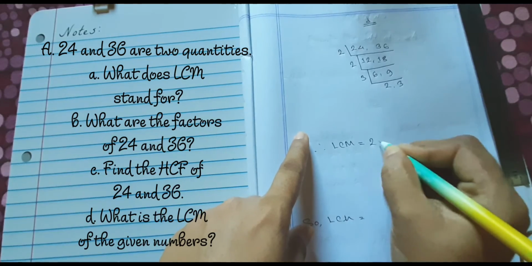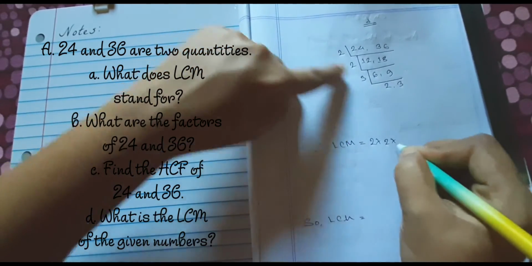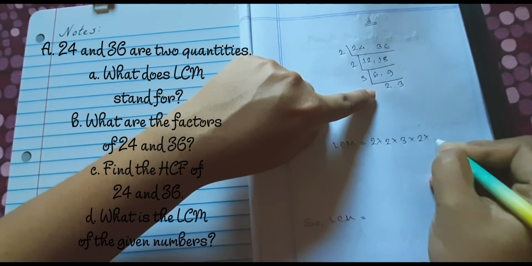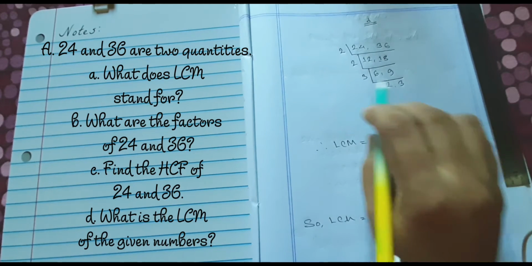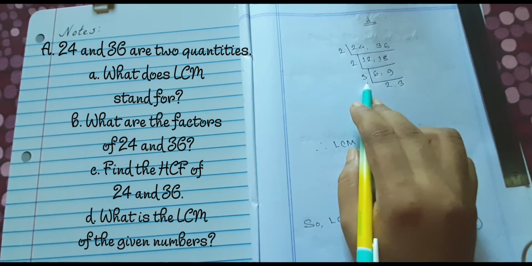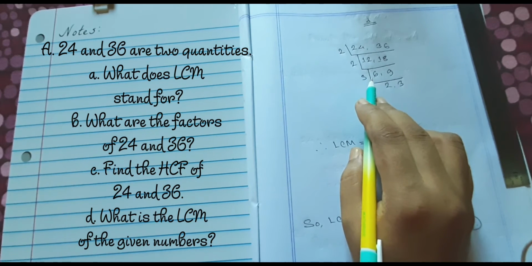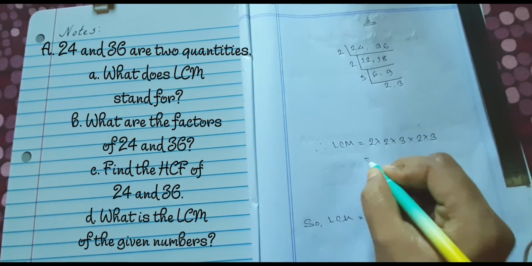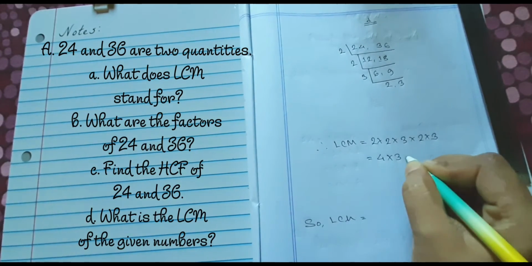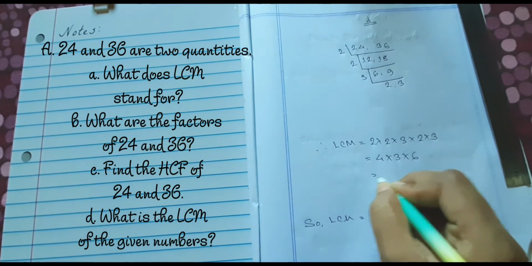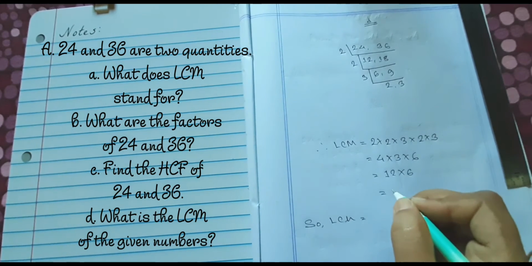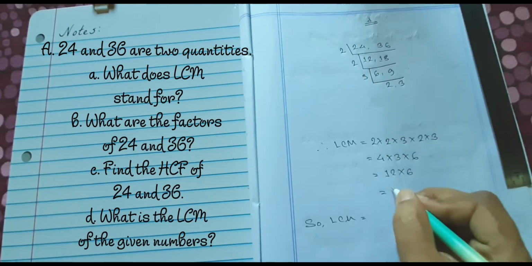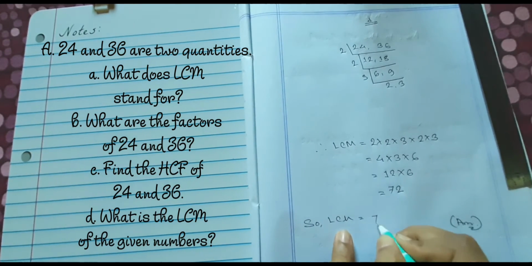So LCM is 2 into all of the numbers, 2 into 2 into 3 into 2 into 3. Okay, all of the numbers we are writing, but for HCF we will only go for the divisors. But the other thing is, all of the numbers are supposed to get divided by that number. Okay, here 4 into 3, here 6, this one is 12 into 6, and the last answer is 12 into 6 are 72. Okay, so your answer is 72.